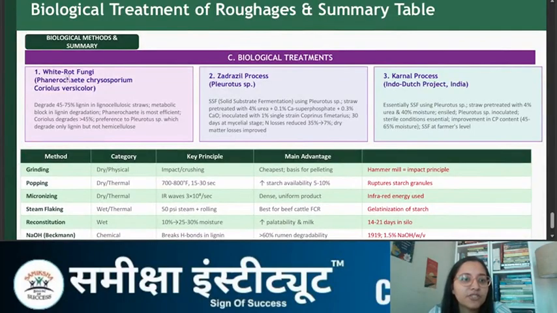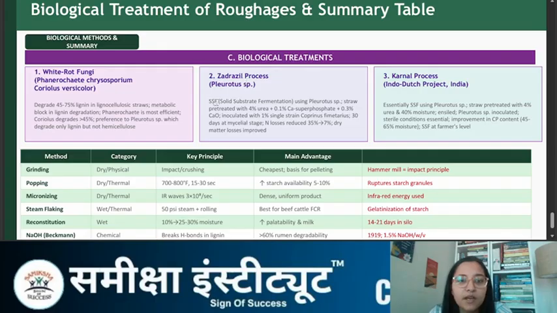So white rot fungi, then the Z-Resil process using pleurotus, then the Carnal process. In the case of white rot fungi, two kinds of fungi can be used, Coriolus versicolor or Phanerochaete chrysosporium. 45 to 75% of lignin gets degraded in lignocellulose straws. Phanerochaete is most effective, and Coriolus degrades up to more than 45%.